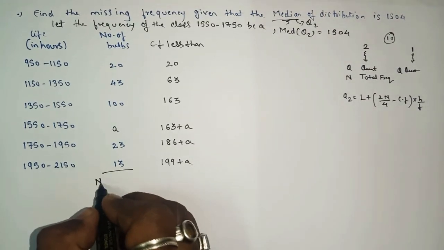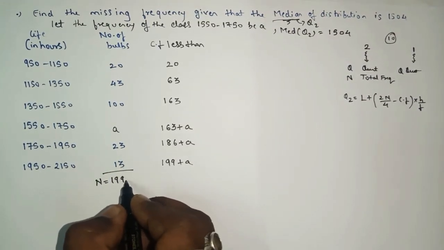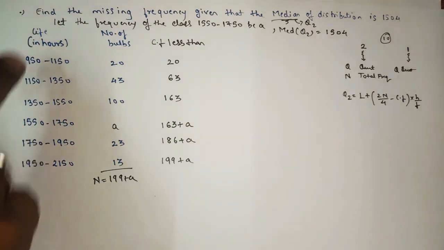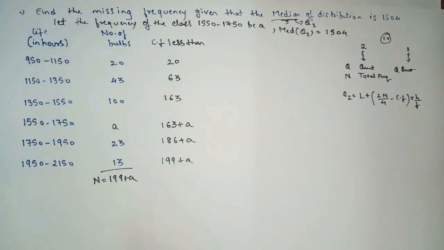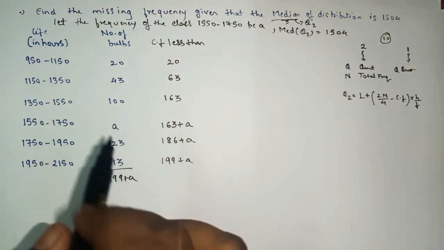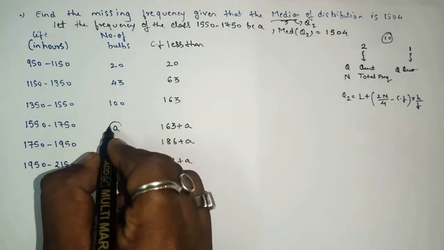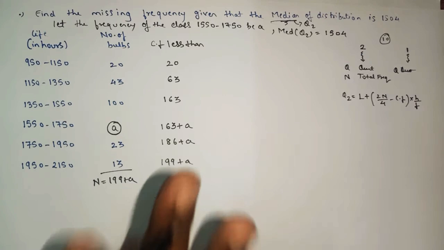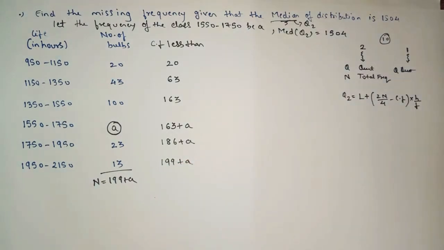So here the value of n will be what? Same only, 199 plus a. Yes or no? Understood? So in the first column the class will come, in the second column the frequency will be there, and in the third column the cumulative frequency (less than) will come. Okay. As for this sum, here we have only one frequency missing. Yes or no? So whenever one frequency is missing, we require only the value of the quartile. If the total frequency is not given, still we can find the missing frequency.